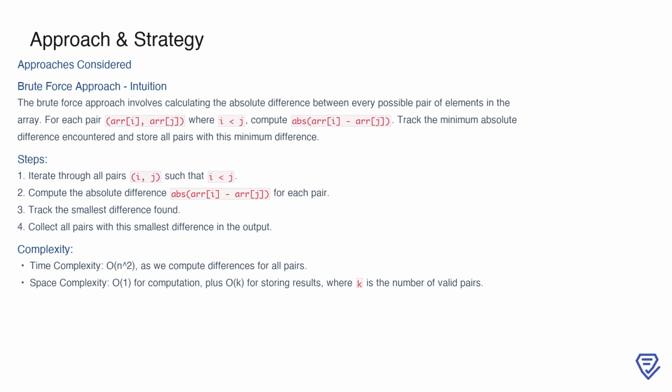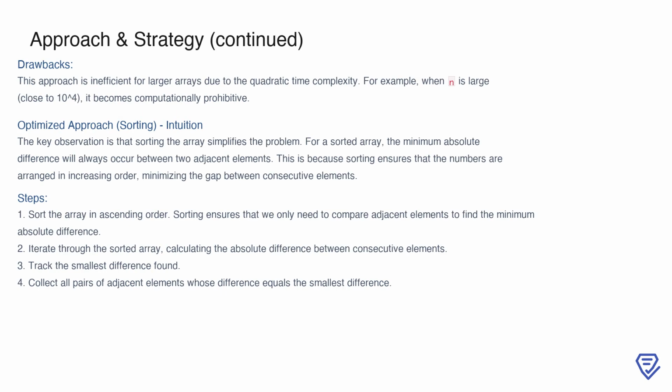This quadratic growth makes it computationally expensive for large input sizes. Additionally, while the space complexity for computation is minimal, we still need extra space to store the pairs with the smallest difference, which depends on the number of such pairs in the array. The brute force approach has a significant drawback: it doesn't scale well for large arrays. When the size of the array approaches 10,000 or more, the quadratic time complexity becomes prohibitive.